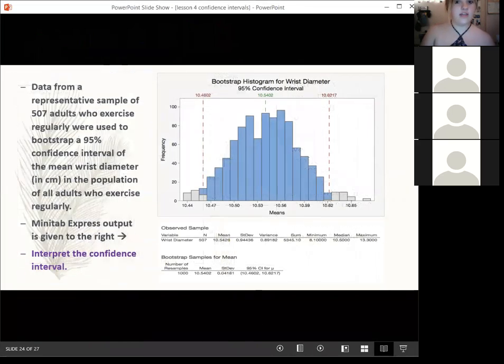All right, so we have data from a representative sample of 507 adults who exercise regularly, and they were used to bootstrap a 95% confidence interval of the mean wrist diameter in centimeters in the population of all adults who exercise regularly. I gave you the StatKey output there to the right. So go ahead and interpret this confidence interval. As a hint, this is when we say we are blah, blah, blah. So go ahead and try this one out.